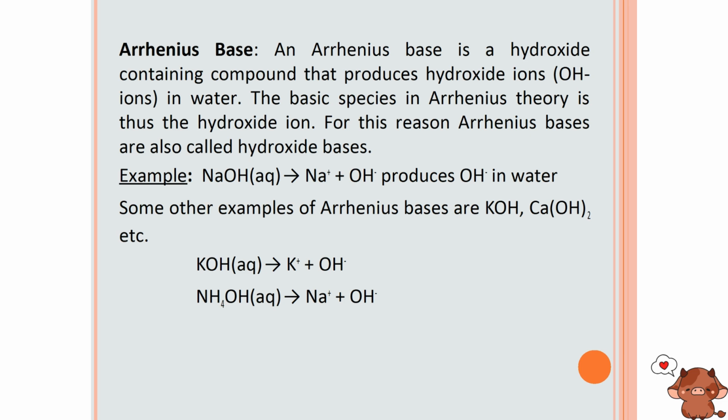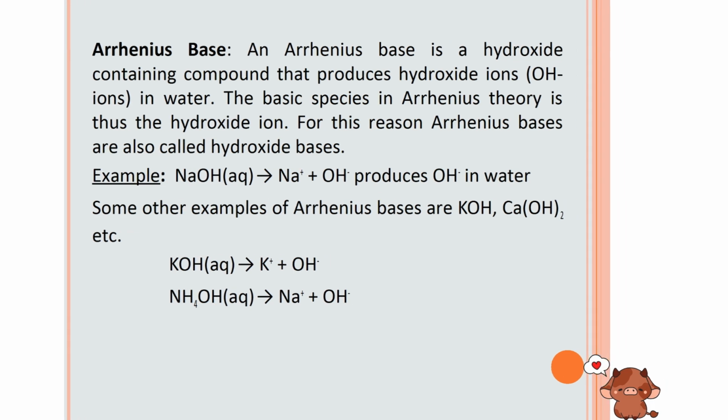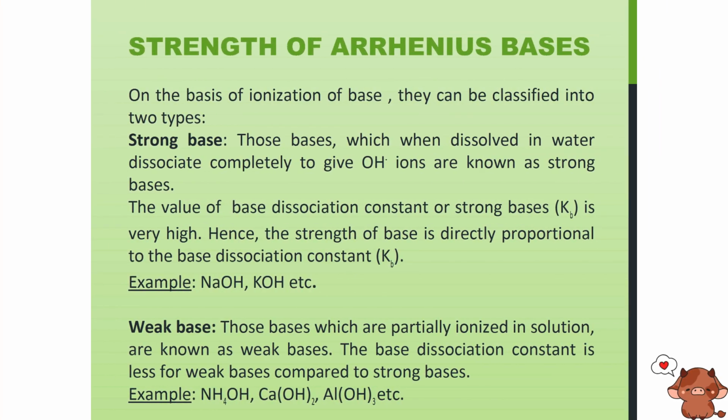Potassium hydroxide gives potassium and hydroxide ions. Ammonium hydroxide breaks into ammonium and hydroxide ions. Strength of Arrhenius bases also varies. Strong bases dissociate completely in water to give OH⁻ ions. Their base dissociation constant, Kb, is very high. Examples: NaOH, potassium hydroxide. Weak bases are partially ionized. Their Kb values are lower. Examples: ammonium hydroxide, calcium hydroxide, aluminium hydroxide.